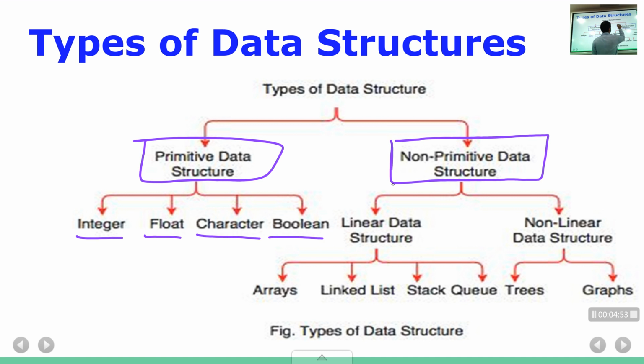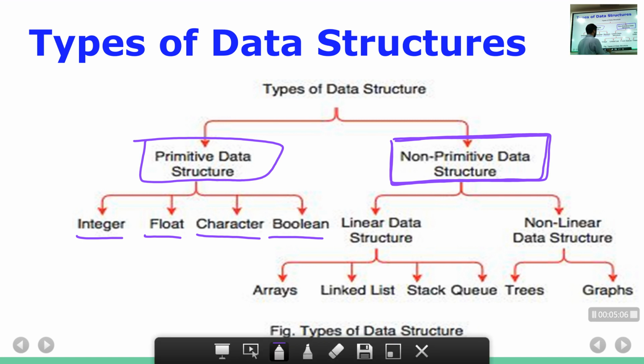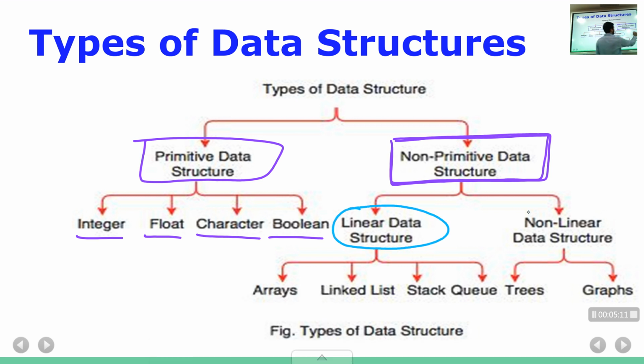Non-primitive data structures, on the other hand, are derived from primitive data structures. Okay. Non-primitive data structures can be further classified into linear data structures and non-linear data structures. So this is the further classification of non-primitive data structures. Linear data structures could be arrays, linked lists, stacks and queues.